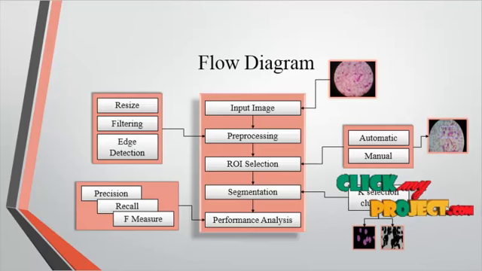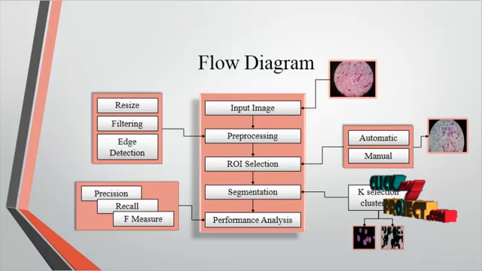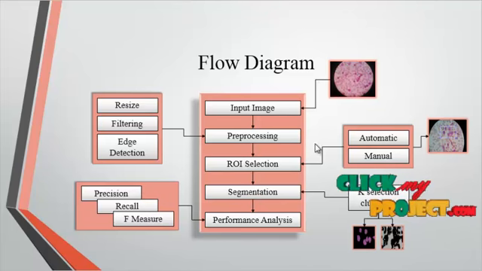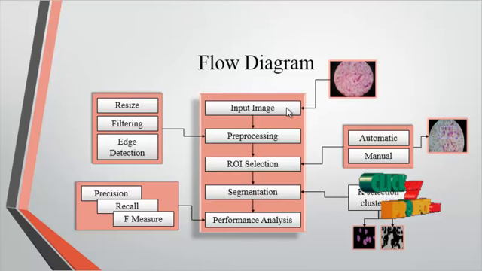Now we discuss the flow diagram for the process. This is the overall flow diagram for the process. At first, the input image is taken from the dataset. The dataset images consist of several affected regions and affected cells. After getting the input image from the dataset, the pre-processing is carried out.